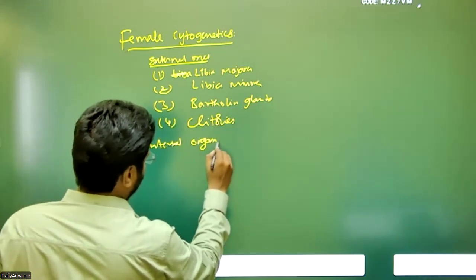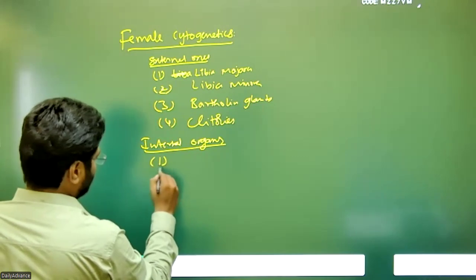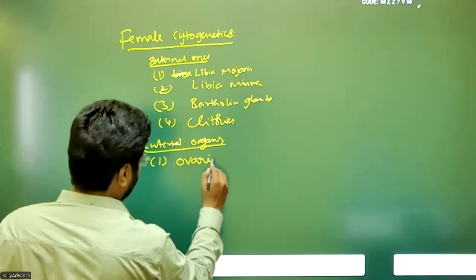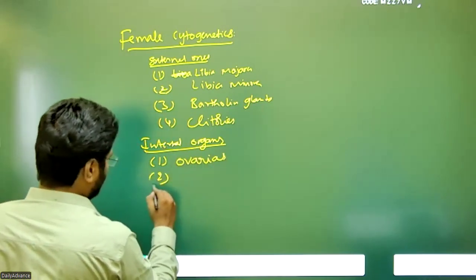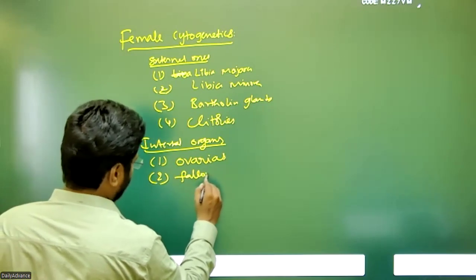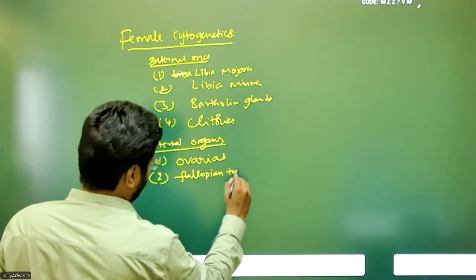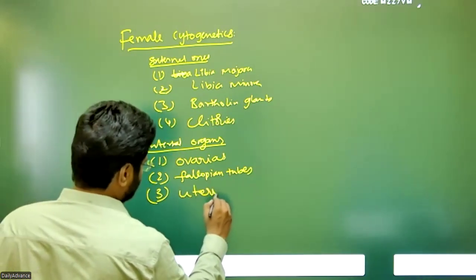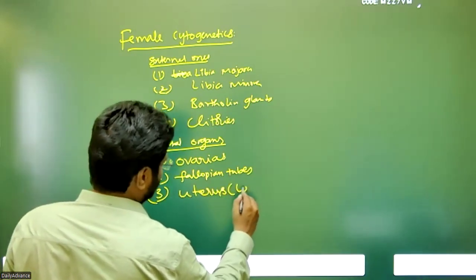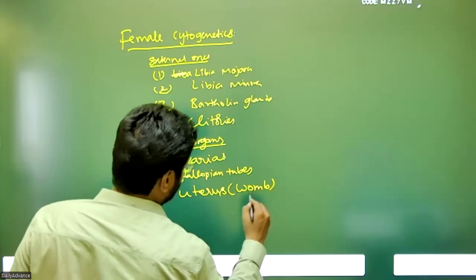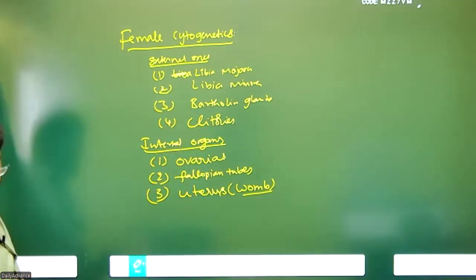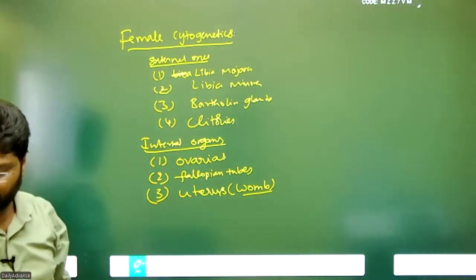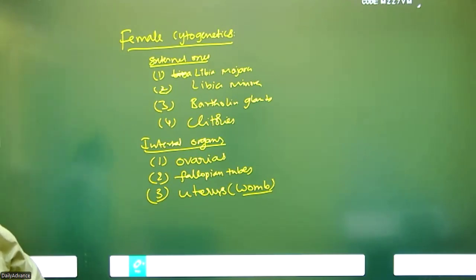and internal organs: ovaries, fallopian tubes. Next, uterus, where implantation generally occurs. Generally we call it the womb. Womb means where the baby grows. That part in the female body we call the uterus.